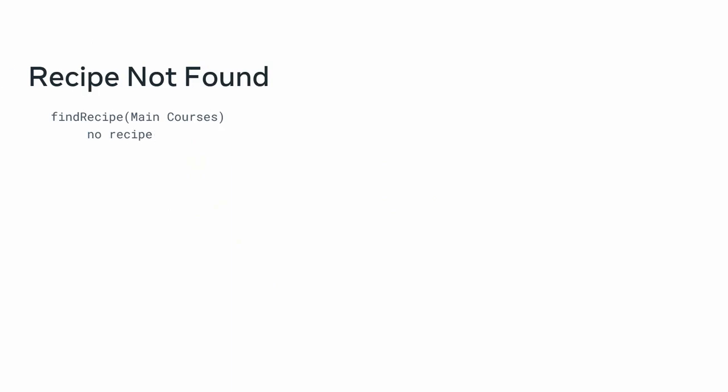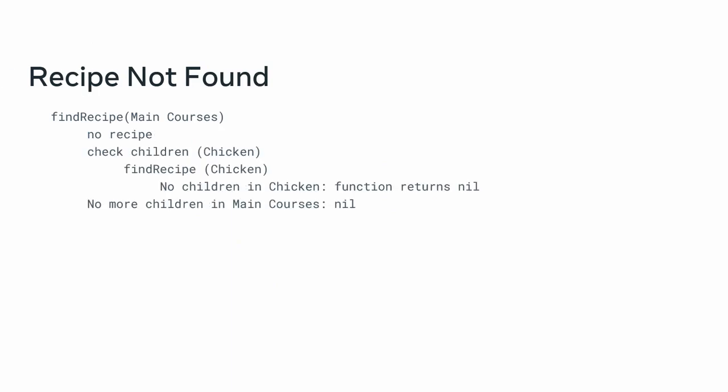But what if no recipe was found? The sequence of calls is almost the same except that chicken is searched after house specials. That returns nil, and since recipes has no more folders, the top level call also returns nil and the recursion ends.